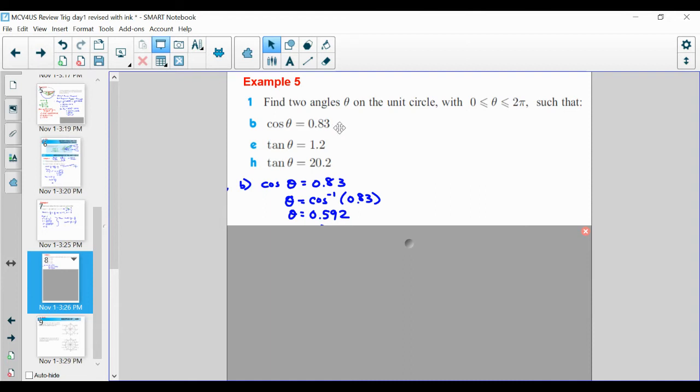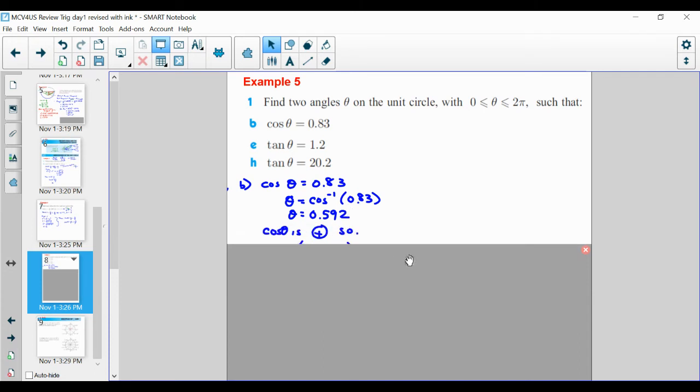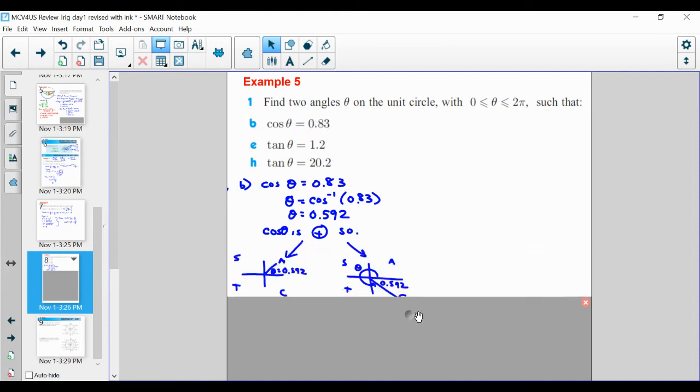So because they've given this to me in decimals, I can just go ahead and jump to my calculator, get cosine inverse of 0.83, and that tells me that theta must be 0.592 radians. They've also told me that cosine is positive, so I know that there's two places on the unit circle where cosine is positive. It's positive in quadrant 1, and it's positive in quadrant 4.